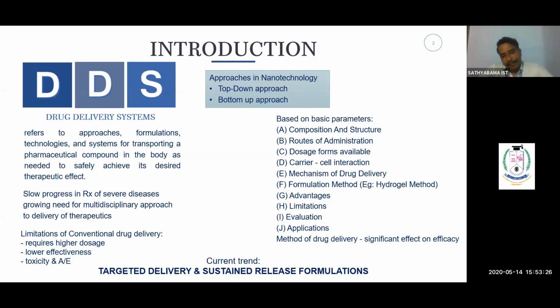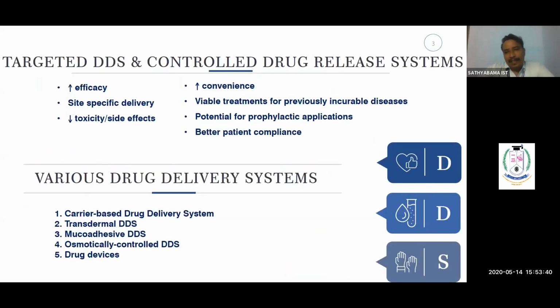These are the things which we have to take into consideration when we are going to design a particular carrier for the drugs. And now what happens here is we are going to call it a targeted delivery or a sustainable release formulation. So the next process is targeted delivery as well as controlled drug release. It means that it will have a high efficacy and it hits the target, which you call site-specific delivery. At the same time, it will be reducing the toxic side effects. It has increased convenience, a viable treatment for previously incurable diseases, the potency of prophylactic applications, and better patient compliance.